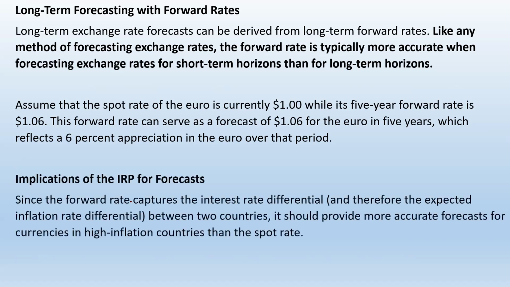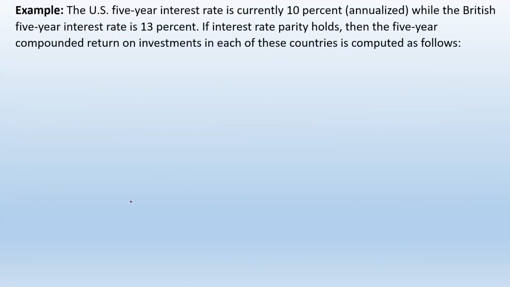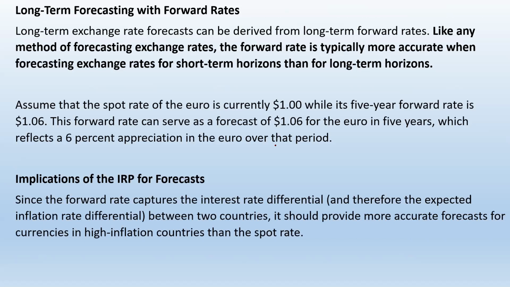And also we can use the IRP, which is interest rate parity, to do the forecasting. So remember, interest rate parity shows that P, the forward premium or discount, equals 1 plus the interest rate of the home country divided by 1 plus the interest rate of the foreign country, minus 1. So we can set EF equal to P. Then we can use the interest rate differential between the home country and the foreign country to forecast the long-term spot rate.